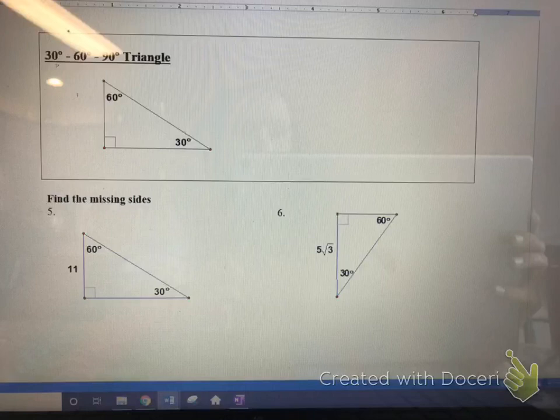And then our last one is the 30, 60, 90. So with this triangle, the most important thing is the shortest leg. The shortest leg is going to be across from the smallest angle. So I'm going to call that A again. So A is going to be the shortest leg.